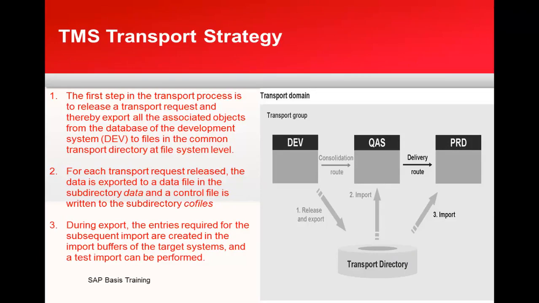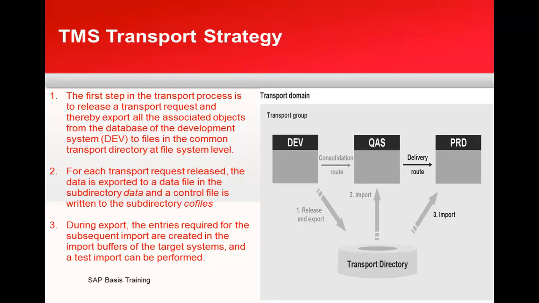This is a simple landscape which has a dev system, a quality system, and a production system. From the dev system, there is a consolidation route which transfers the changes from dev to the QAS environment. From the QAS environment to the production environment, the changes are transferred by a delivery route. To make this happen, there is a central transport directory.